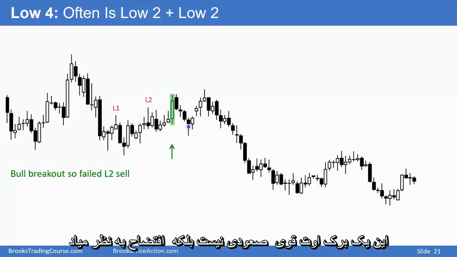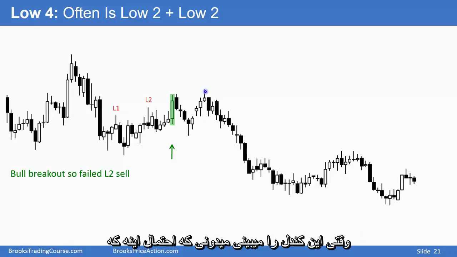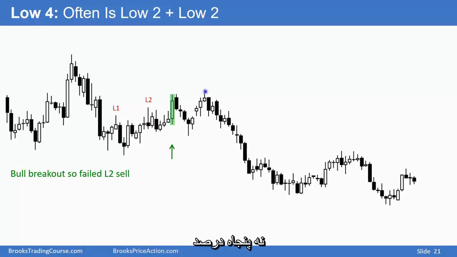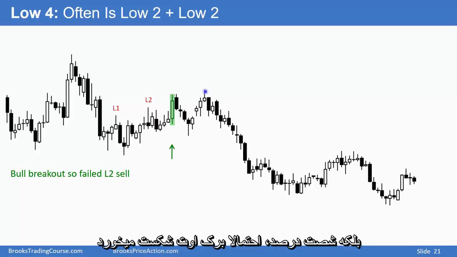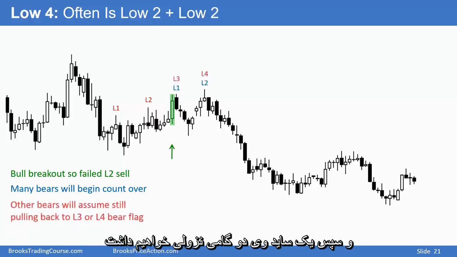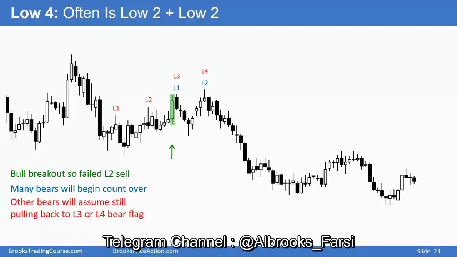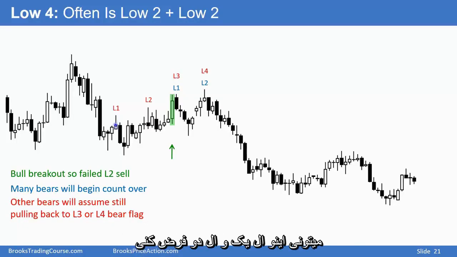This is not a strong looking bull breakout, and this is a terrible looking bull breakout bar. Once you see this bar, you know the odds are not 50%. They're more like 60% that the breakout will fail and we'll get a couple legs sideways to down. You can count it. Low 1, low 2, low 1, low 2, wedge 1, 2, 3. Even though this high is below that high, the market is trying to form a bear flag.